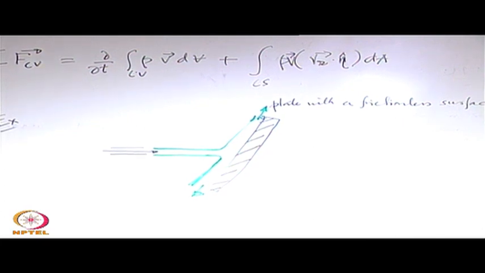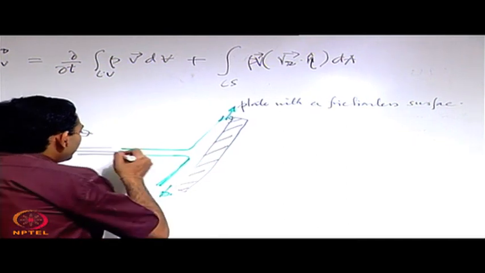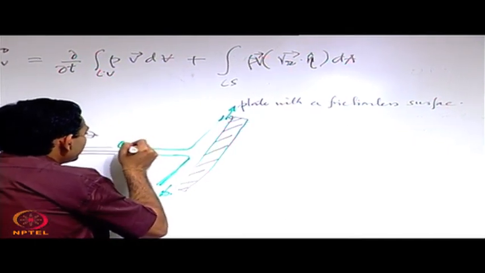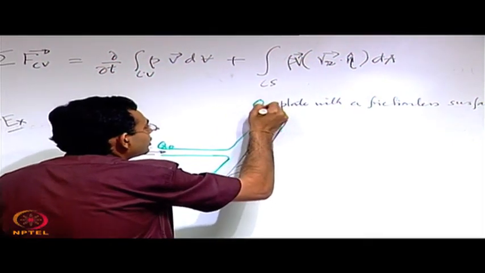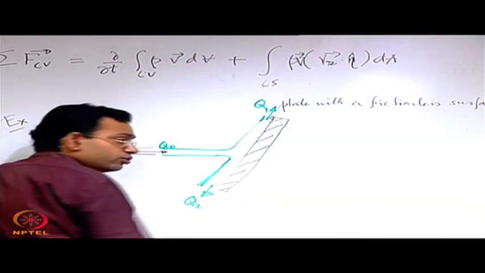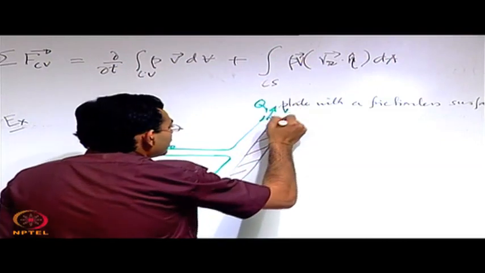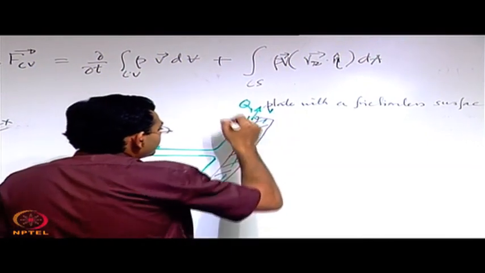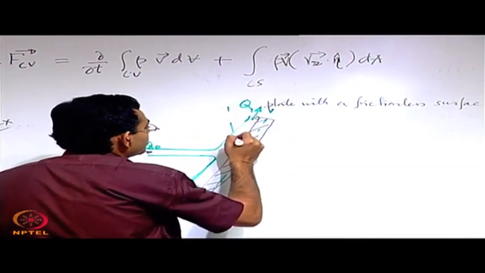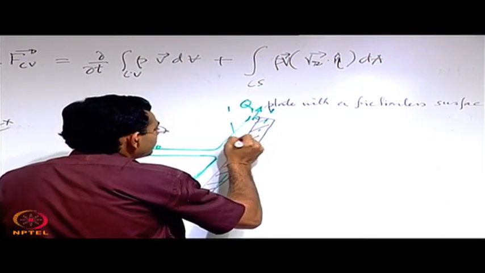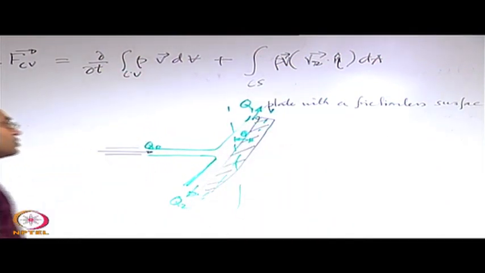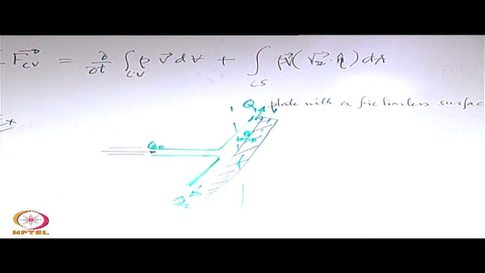We have to find out, if the volume flow rate here is Q0 and here the volume flow rate is Q1 and if the volume flow rate is Q2, and let us say that the angle made by the plate with the vertical is theta, which is the angle between the plate and the vertical.